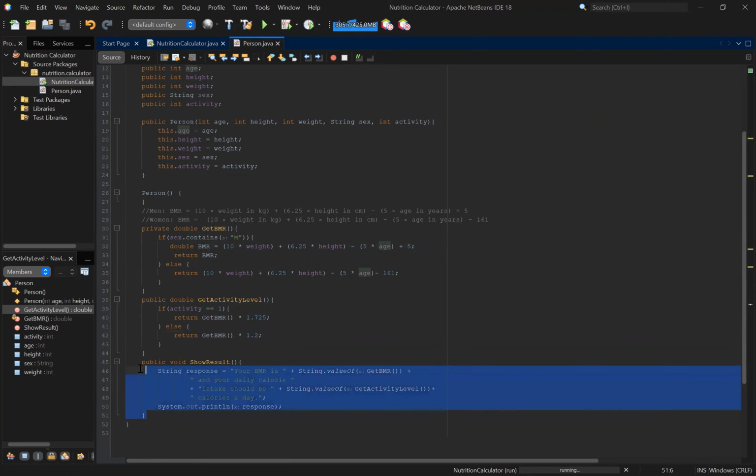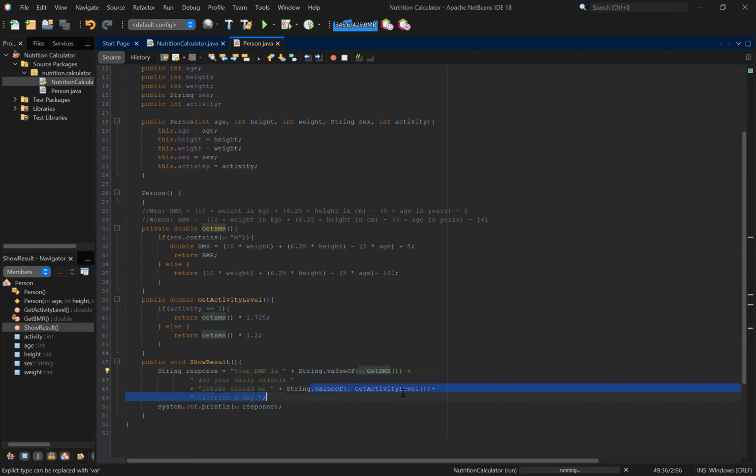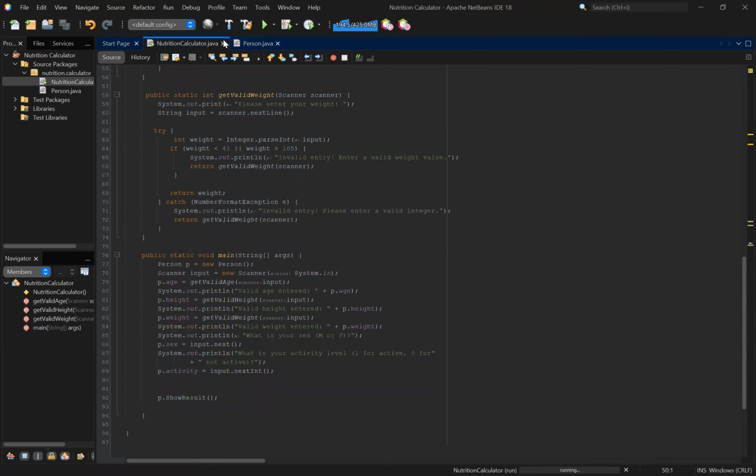And down here, we will be getting a nice prompt that gives you your BMR, your calories burnt at rest, and right here you would get the calories that you would need to consume to have energy. So I believe it would be best to show you how this program actually works.